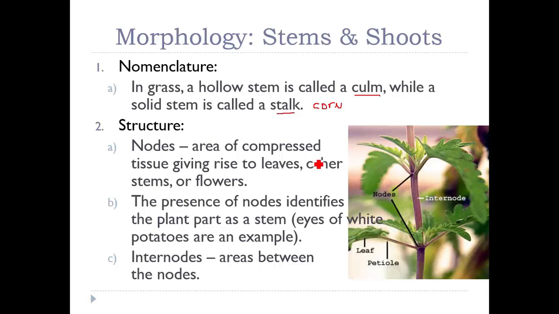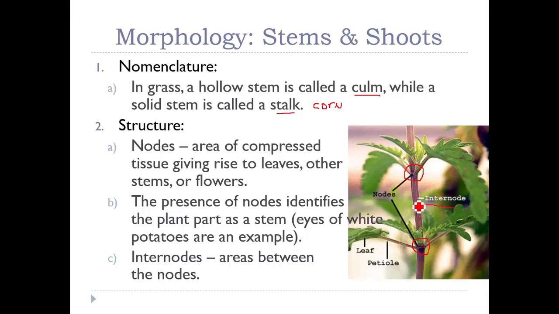Structure of stems. The two main things we're interested in here are the nodes. This is where leaves and other structures join the main stem, and they generally are areas of compressed tissue. As you can see here, they give rise to leaves, they give rise to other stems, or they may give rise to plant reproductive parts. So you have your nodes, and then you have the area between nodes. Here's a node, and here's again a node down here. This area between nodes is known as the internode.